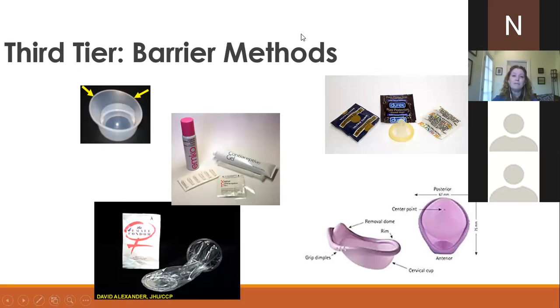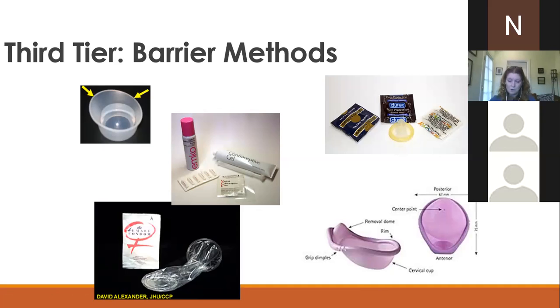On the top left, you see a cervical cap. These have to be fitted. I have not had anybody ask for that, but Planned Parenthood still offers them. There's an internal condom, which we used to call the female condom, on the bottom left. And then one of the newer methods in the past few years is this purple dome on the lower right. That is a diaphragm.